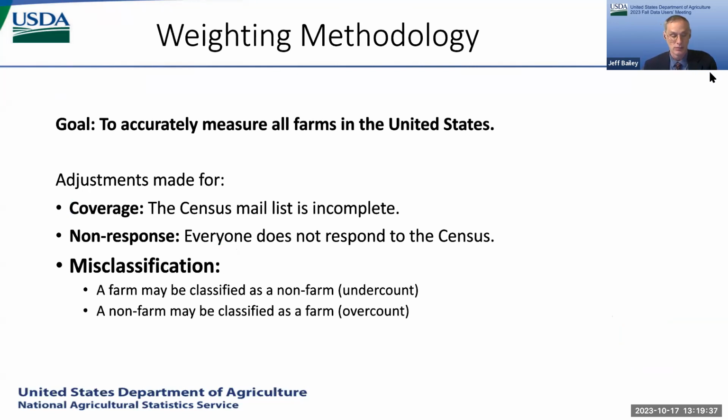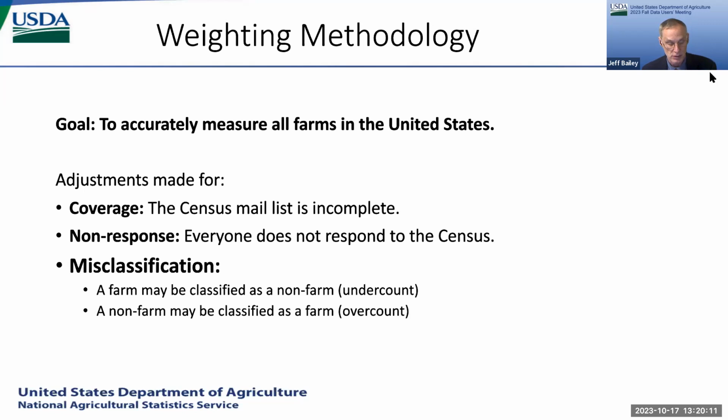I want to provide a little bit of information about the statistical weighting methodology used for our Census of Agriculture. And as Donald mentioned, the goal was to accurately measure all U.S. farms in the United States. And to do that, we make adjustments for census deficiencies, we could say. The first adjustment is a coverage adjustment. Our census mail list is incomplete, despite working continuously to keep it up to date. Our coverage is measured, as Donald mentioned, by the Agriculture Coverage Evaluation Survey.